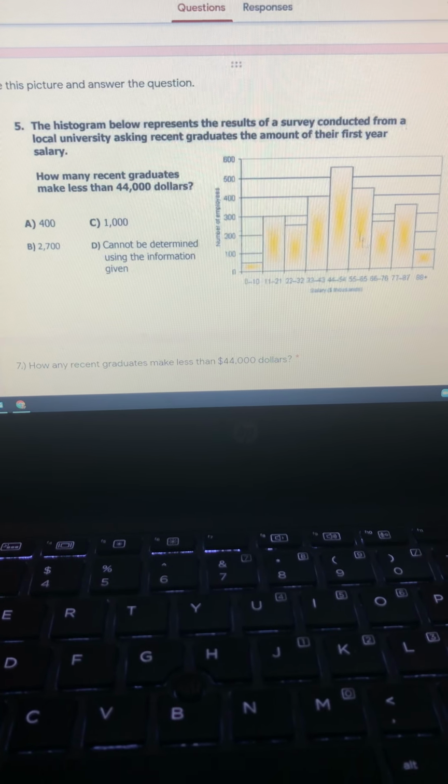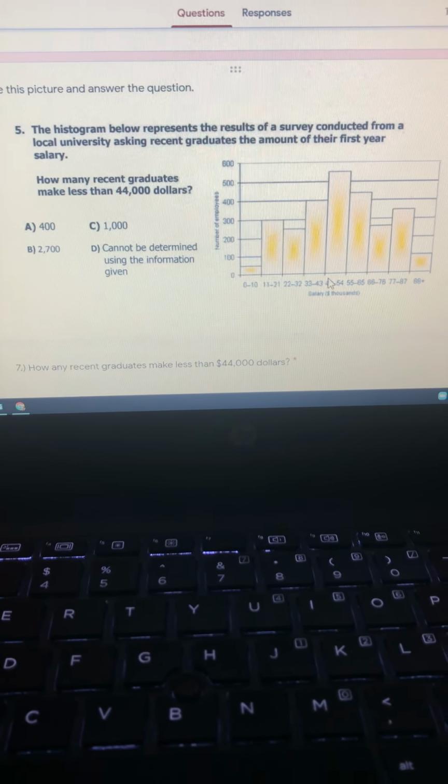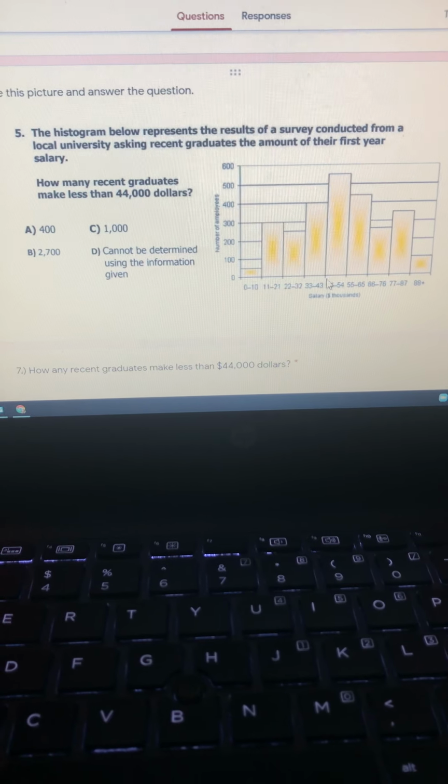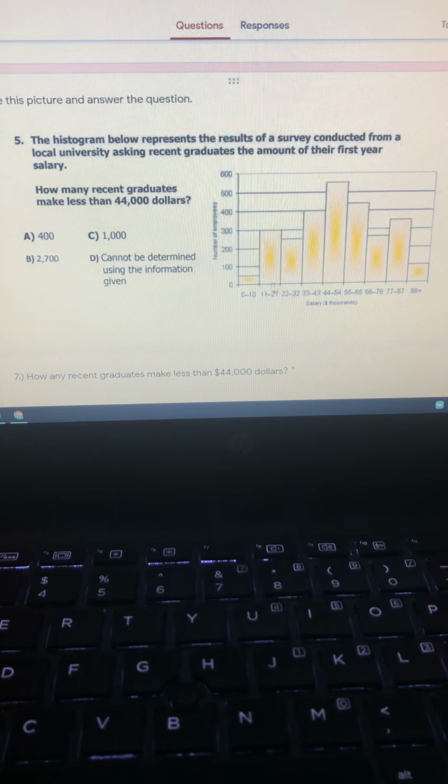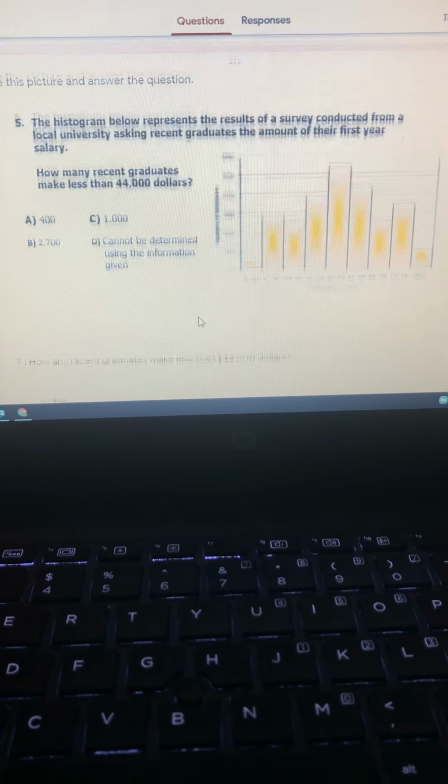So again, with this histogram, the way we read that is less than 44, so we have to assume that this one includes 44. So anything less, we're just going to count it. All right? Pretty simple for that.